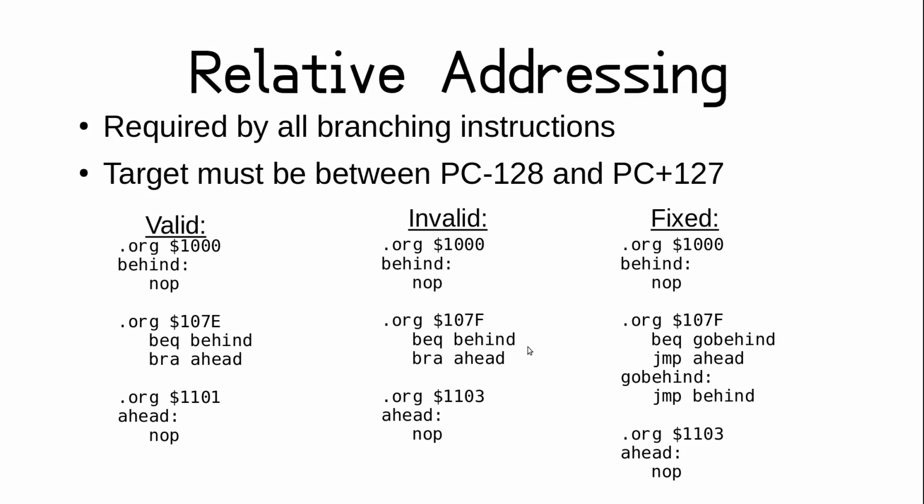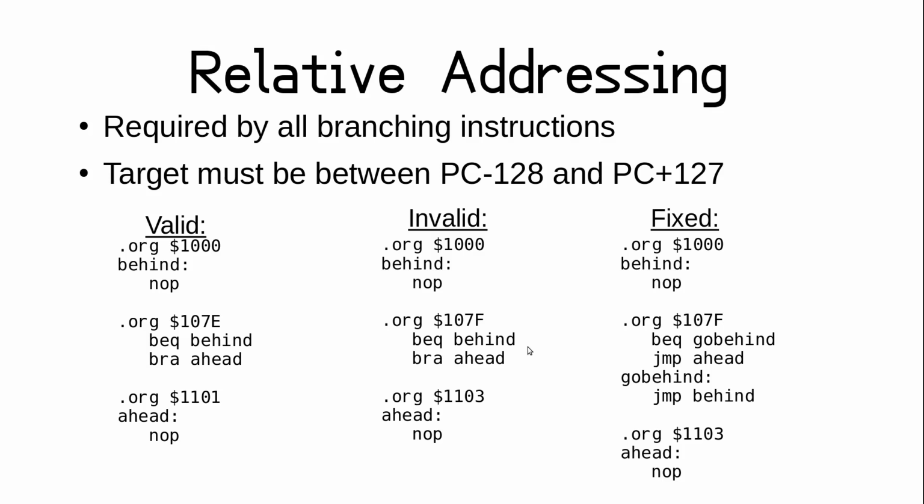Here we have placed a BEQ instruction at hex 107E that targets a label at hex 1000. That requires a relative jump backwards from the address of the next instruction by 128 bytes, which is the maximum allowed. Then there is the BRA instruction that will be placed at hex 1080, then targets a label at hex 1101. That is only 127 bytes further than the next instruction, which is the maximum in that direction.